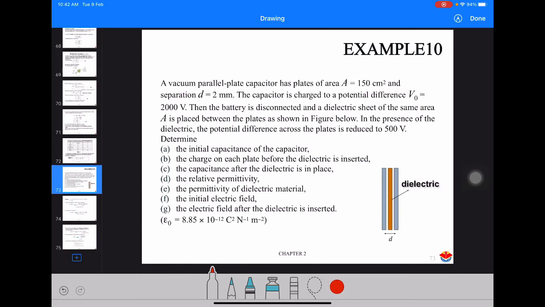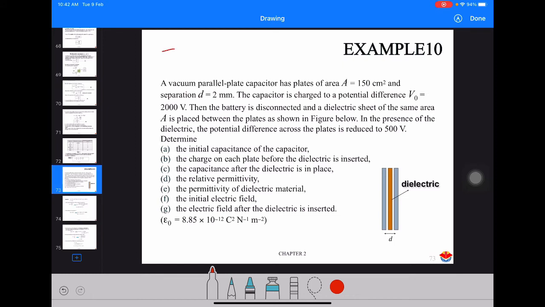So for an example, a vacuum parallel plate capacitor has a plate of area A and separation of D. The capacitor is charged to potential difference V0. Then the battery is disconnected and a dielectric sheet of the same area is placed between the plates, as shown in the figure below. In the presence of the dielectric, the potential difference across the plates is reduced to 500.